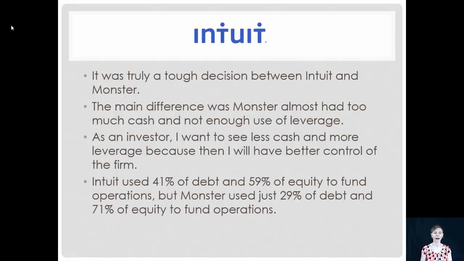As an example, Intuit used 41% of debt and 59% of equity to fund their operations, but Monster used just 29% of debt and 71% of equity to fund their operations.